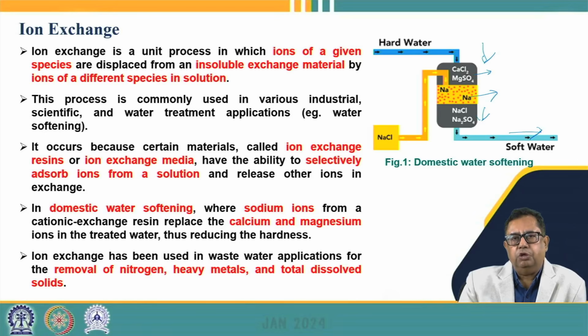And this process is commonly used in various industrial and scientific applications, as well as water treatment and wastewater treatment applications. The ion exchange material that we use is called ion exchange resins, or it is also called ion exchange media. They have an ability to selectively absorb the ions from the solution and release other ions in exchange, as we just now explained. So in domestic water softening, the calcium and magnesium ions are replaced by sodium ions, and thus it can reduce the hardness, as explained in this example.